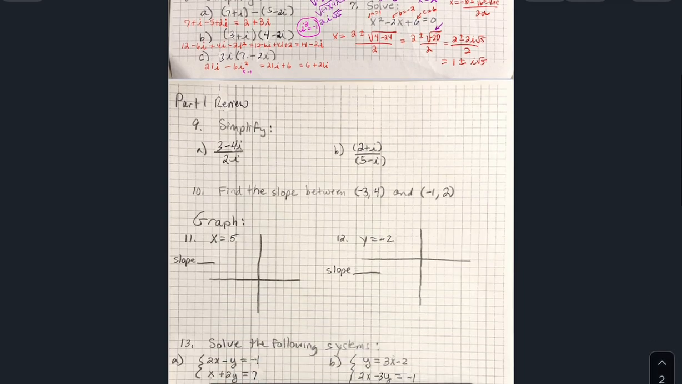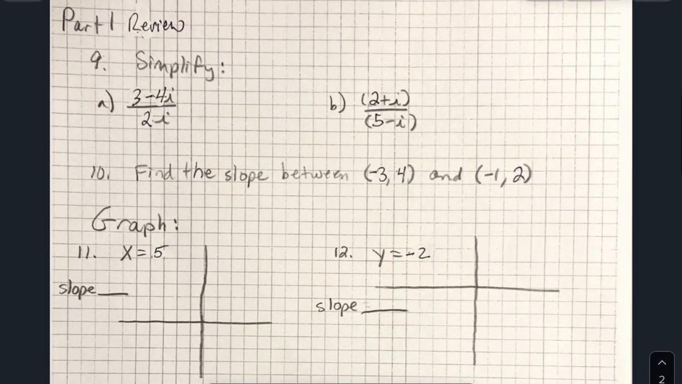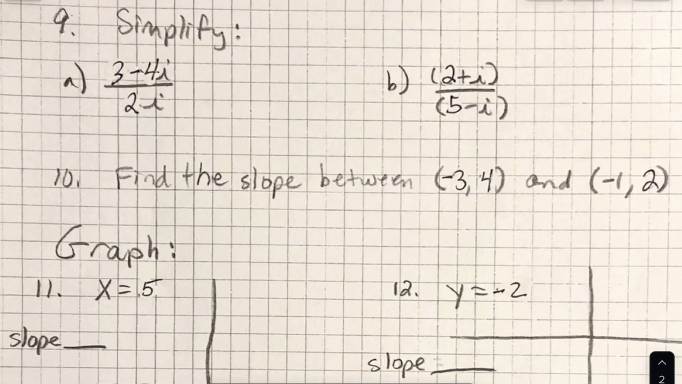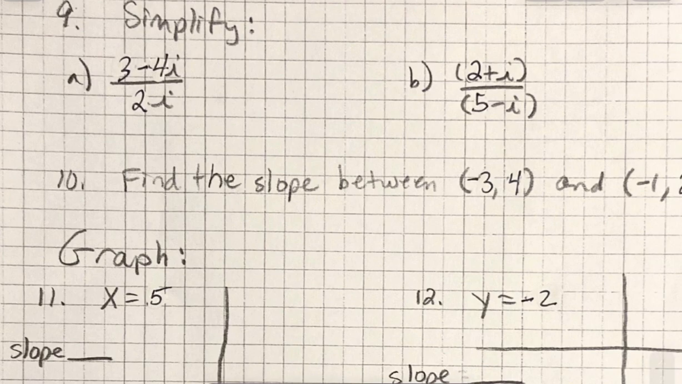Okay. Now let's look at the last part of part 1. So to simplify this, we have more complex numbers. On the last page, you saw multiplication with complex numbers, addition, subtraction with complex numbers. So now there are some division. There's going to be 2 of them. In 9a, we're just dividing by 2i.